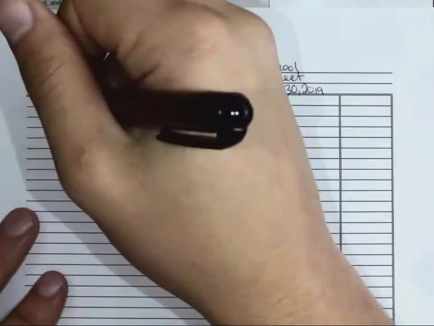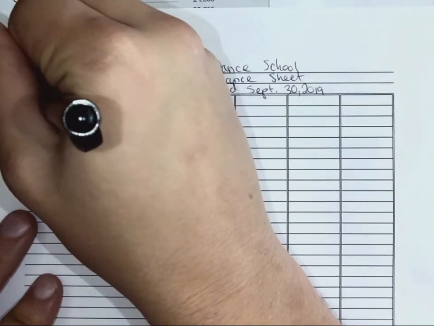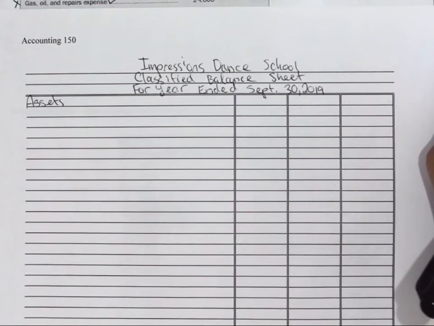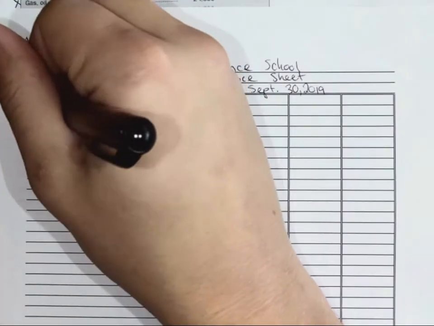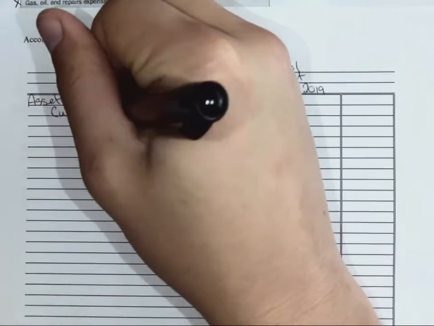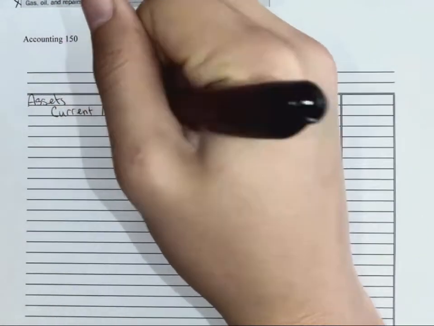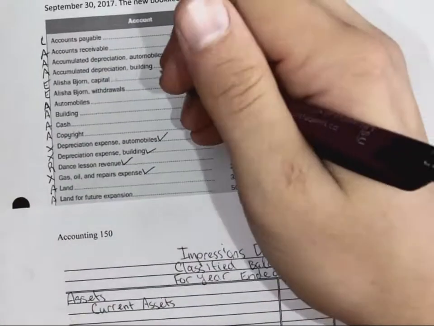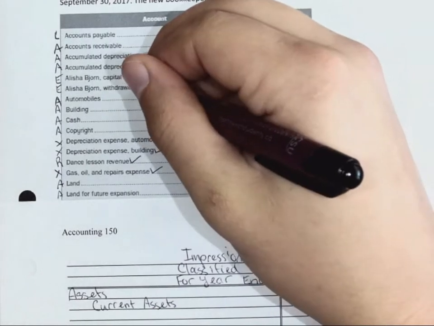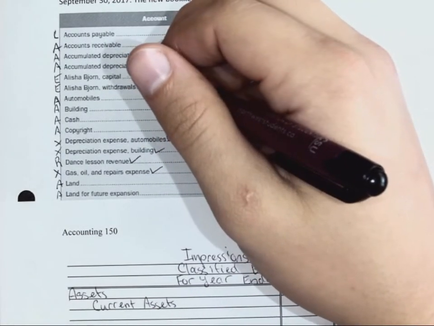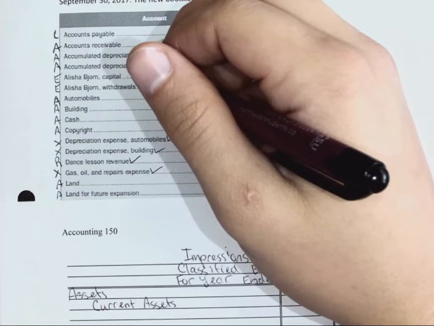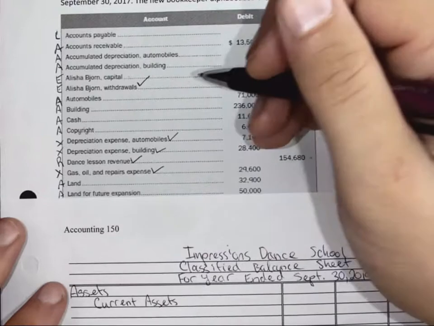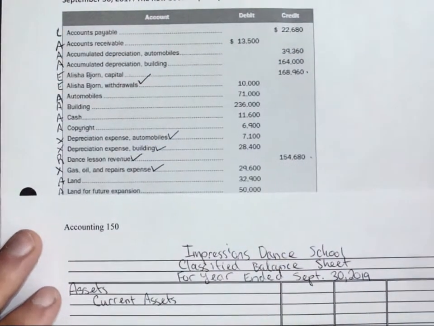So the first thing we're going to start with is our assets. And of our assets, what is the first category? Current assets. So we're going to work our way down looking for our A's. And I'm just going to check mark that we used withdrawals, so we don't accidentally use it again. I'm going to leave capital unchecked though, because we will use it one more time.